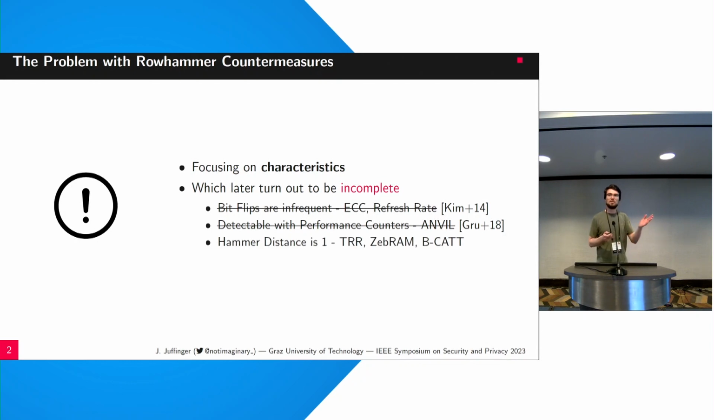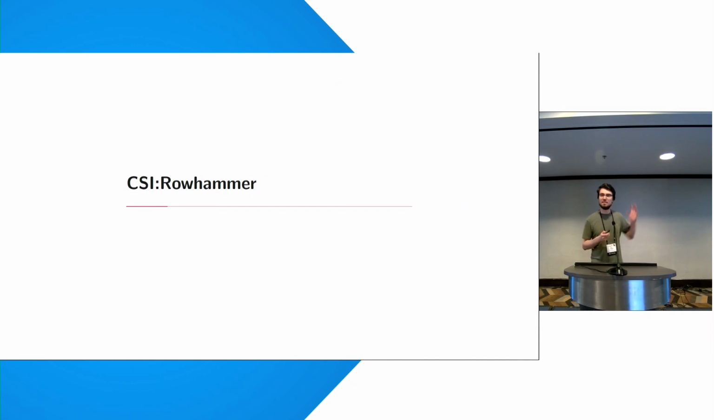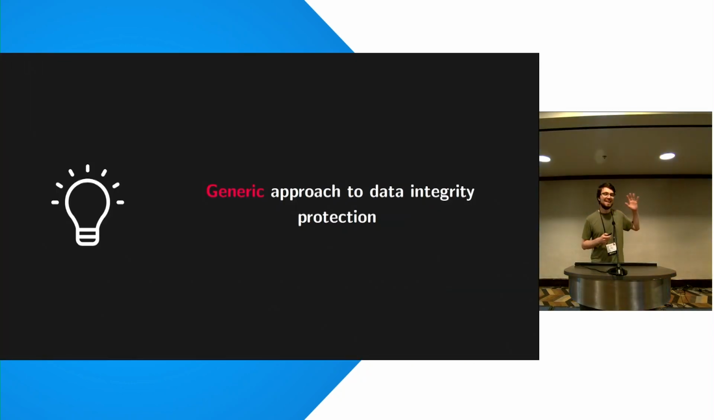Another one, we already talked about the blast diameter. It was long thought that the blast diameter is 1, and a lot of mitigations are based on that. But last year, Kogel et al. showed that this is not true as well. So what do we actually need? CSI Rowhammer. A generic approach to data integrity protection.